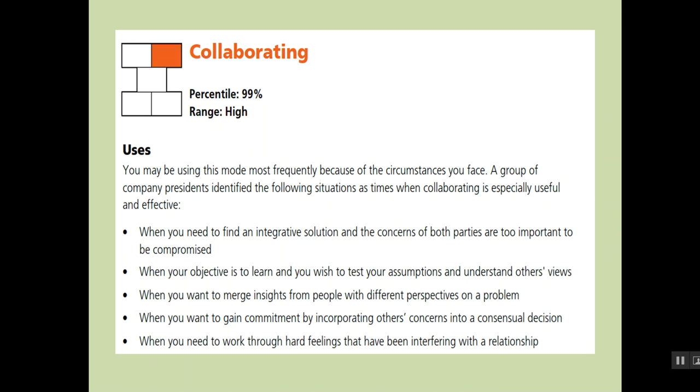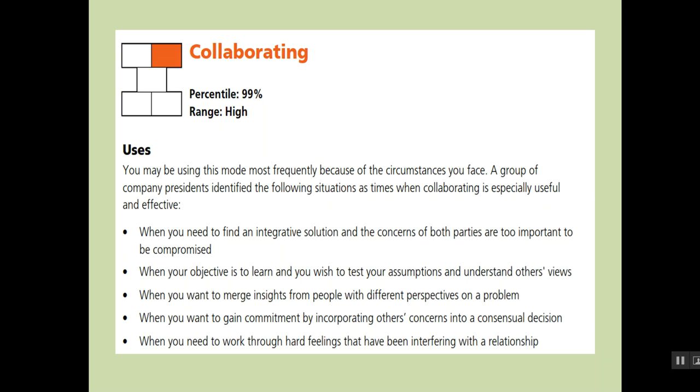Actually, there has been a survey of around 10,000 people, and based on the results they collected, they came to a conclusion about in which scenarios each of these conflict modes will be faced by an individual. When we do the survey, 99 percentile falls under collaborating. So you may be using this mode most frequently because of the circumstances you face.